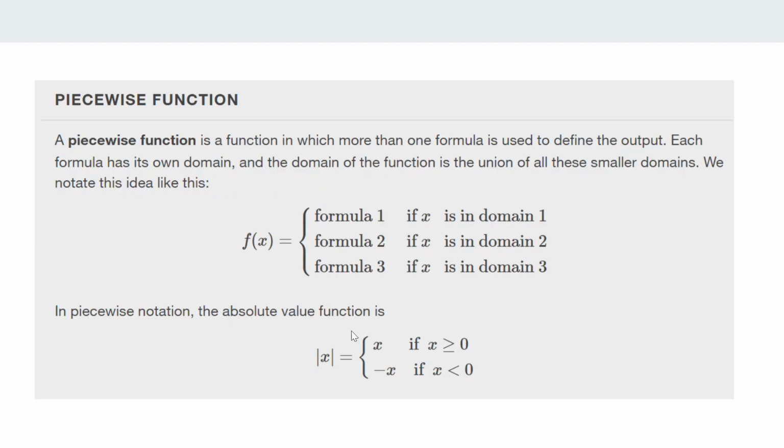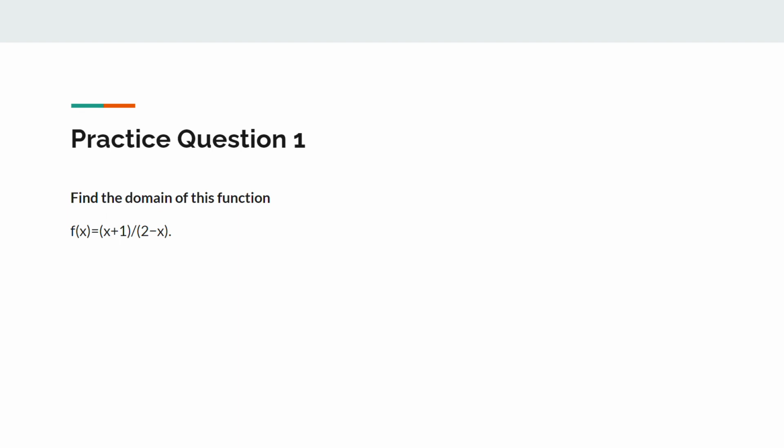So the domain of a piecewise function is basically every smaller domain for each equation, each function, and you add them up, right? So basically the union of every single smaller domain. So let's do some practice questions.